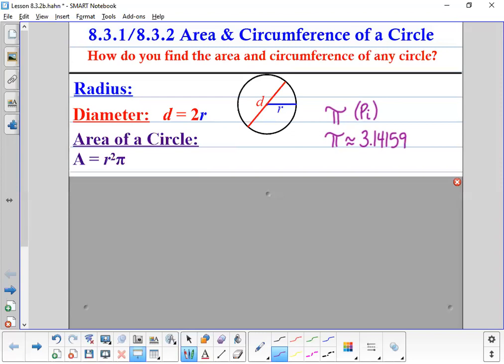But pi is specific to circles. And what you discovered on Friday's asynchronous lesson was that as you got more and more sides to your polygon, the area and circumference of your polygon got closer and closer to a circle, and the area got closer and closer to 3.14, and the circumference got closer and closer to 6.28, or twice of that length. And that's where we kind of discover pi.